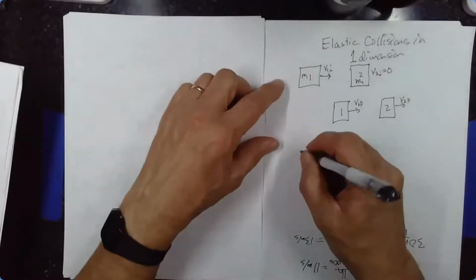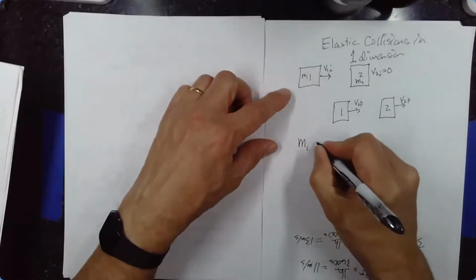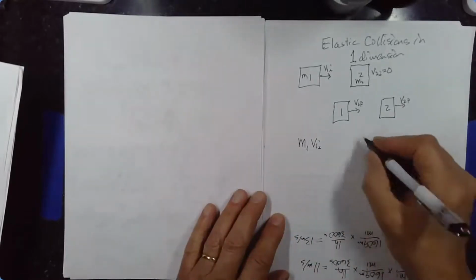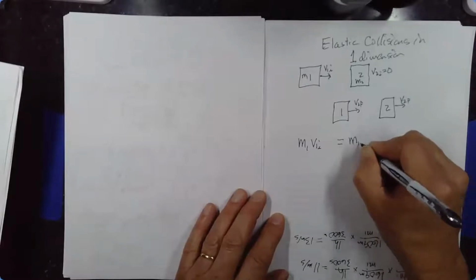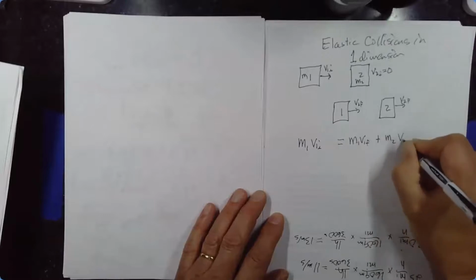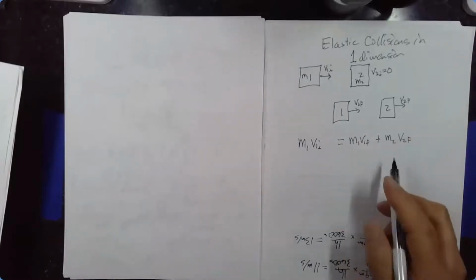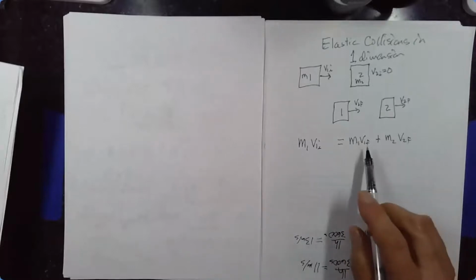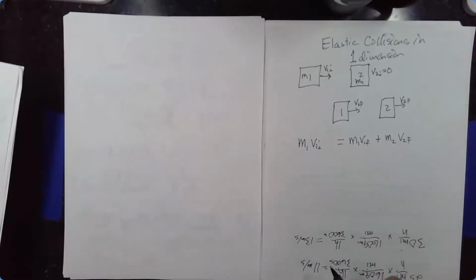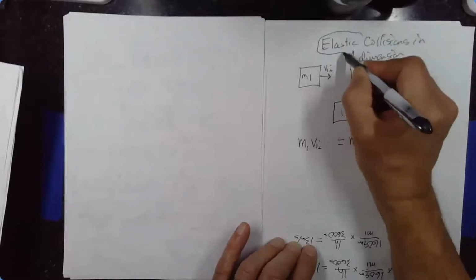Now, before the collision, my total momentum will equal M1 V1 initial. After the collision, my total momentum will be M1 V1 final plus M2 V2 final. Okay, so I've got two things making that up, and I've got two unknowns now. I don't know V1 final and I don't know V2 final. So I need more information. And that more information will come from the fact that I was told this was an elastic collision.